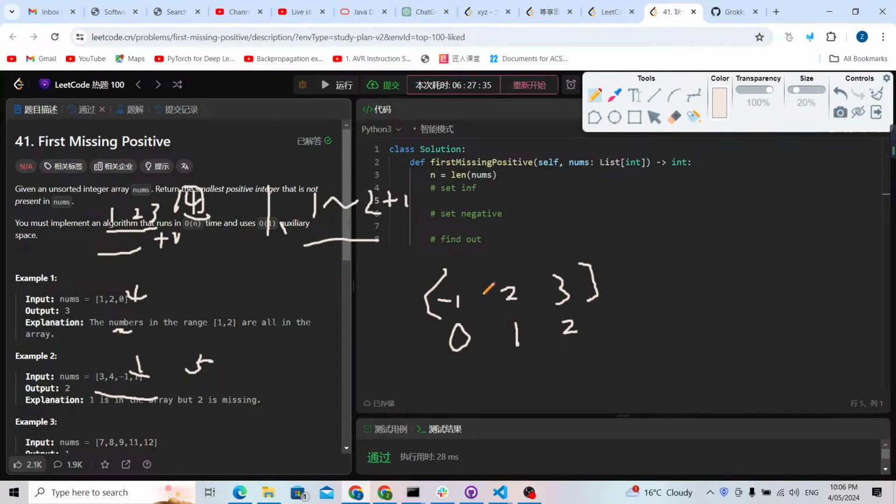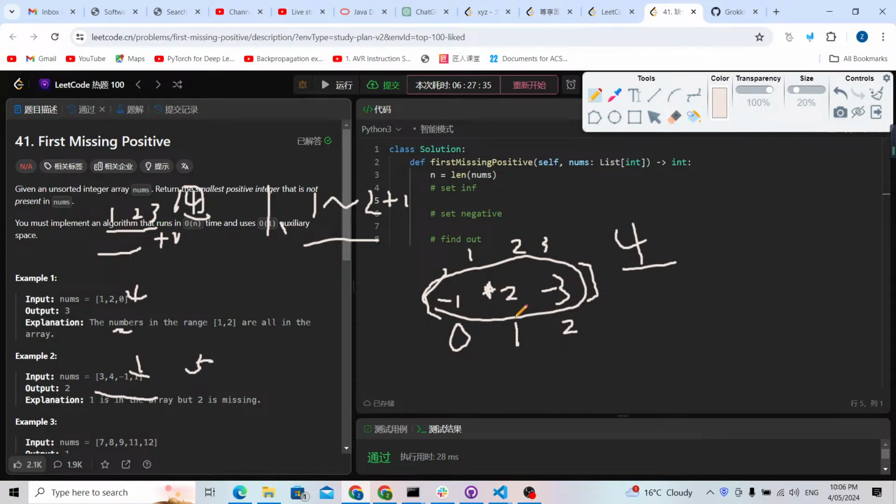So if this is a negative value, it means we didn't find it. This means the answer must be 4, because we are given 1, 2, 3, and we set them to negative values. If there are no positive values, we're going to return 4. Yeah, so this is why we're going to solve it this way.